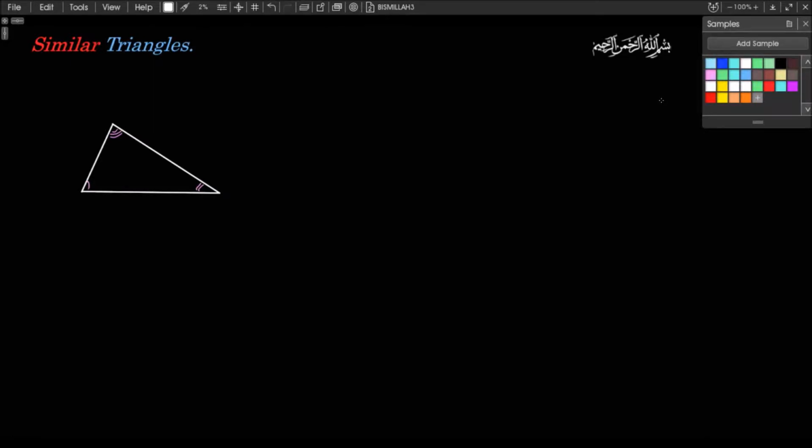Today I wanted to talk about similar triangles. The first thing we have to understand is what we mean when we say similar triangles. So here's a triangle before you. What I'm going to do is make a copy of it.